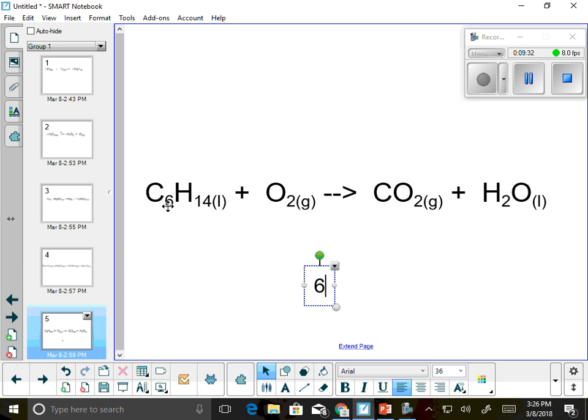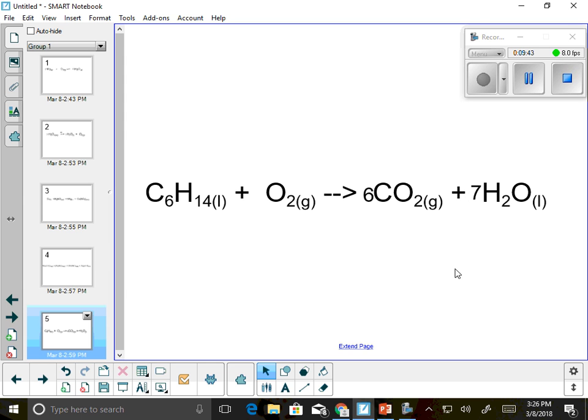I would start with the fact that I have 6 carbons here. Let's put a 6 in front of here. 14 here means I need a 7 in front of my water. But let's add up my oxygens now. 6 times 2 is 12. 12 plus 7 is 19.